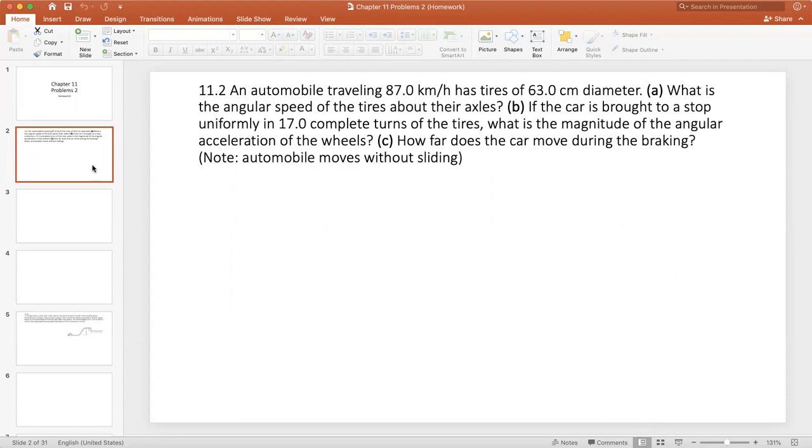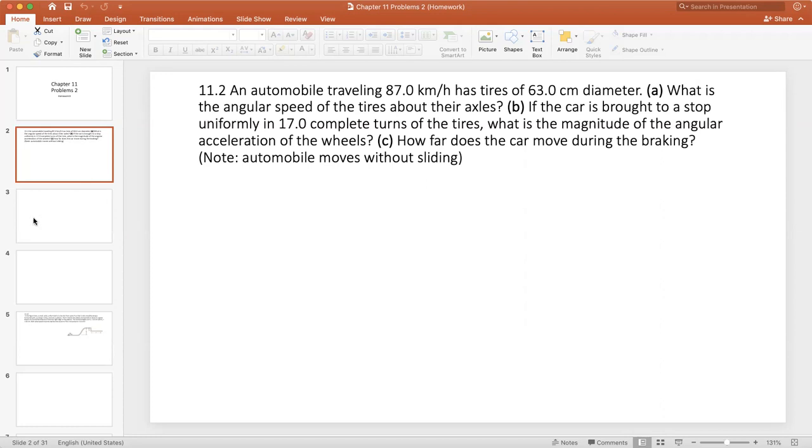So the first thing that we're going to figure out is what is the angular speed, omega, of the tires about their axles. And if the car is brought to a stop uniformly, meaning it has a constant negative acceleration, in 17 complete turns or 17 rotations of the tires, what is the magnitude of the angular acceleration of those wheels? And then lastly, how far does the car move during the braking? So what is the linear x displacement over that time?